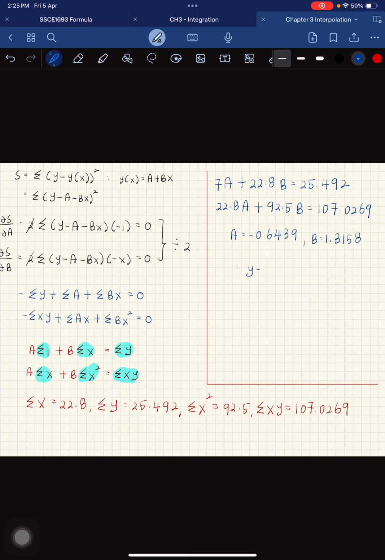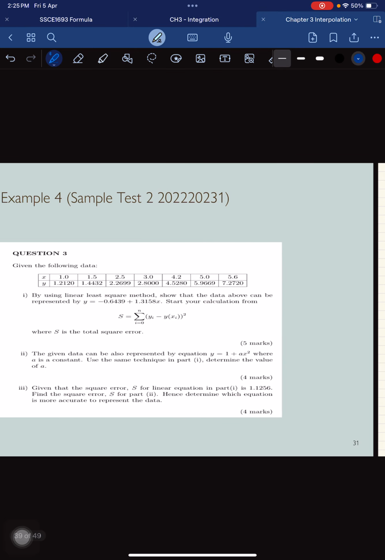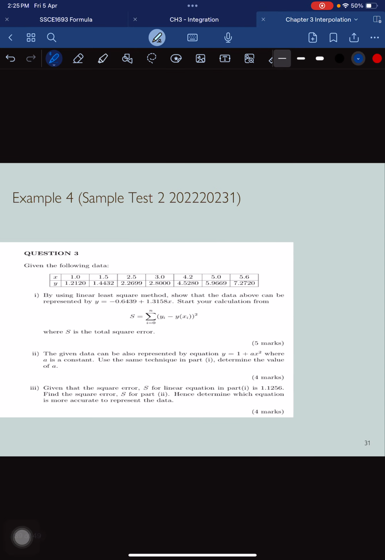Therefore, y equal to a plus bx, a is negative 0.6439 plus 1.3158x. So we have done. We have shown this one. Okay.